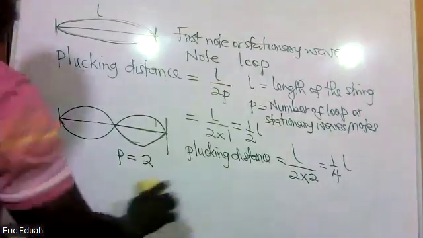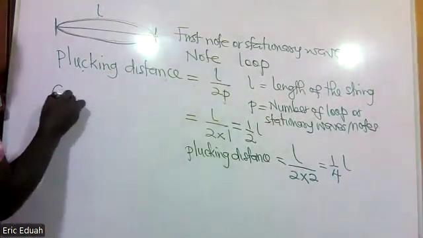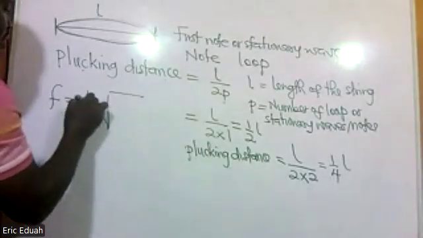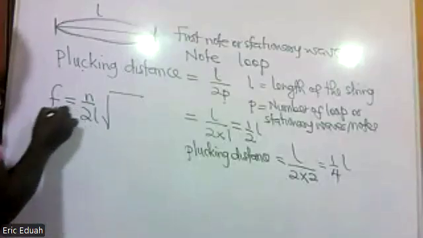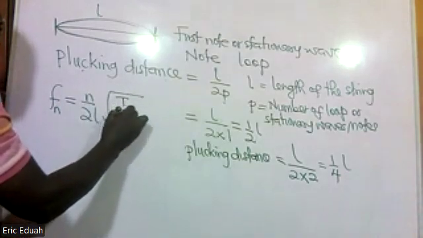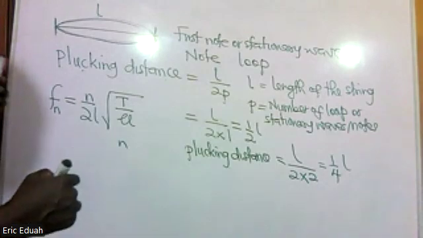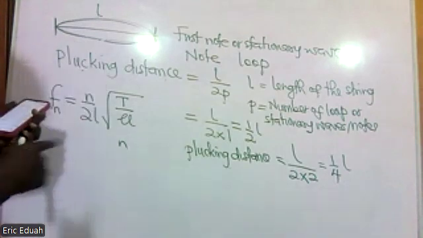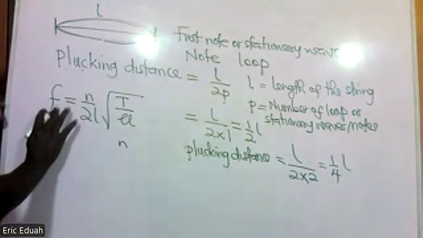the frequency F_n is equal to n over 2L times the square root of T over mu. Please, n represents the number of harmonics or the number of loops. In some books, in the foreign books, they will use P for n.